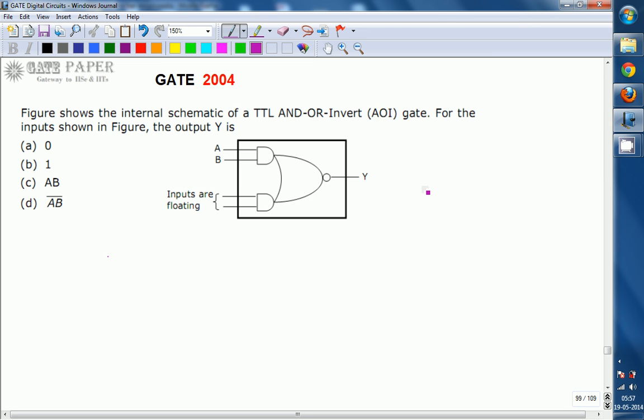Hello, we are discussing the GATE 2004 ECE paper, and the topic is related to digital circuits. Look at the diagram. The figure shows the internal schematic of a TTL AND-OR-invert gate, an AOI gate. For the input shown in the figure, the output Y is? What will be the value of Y for the given input combination?